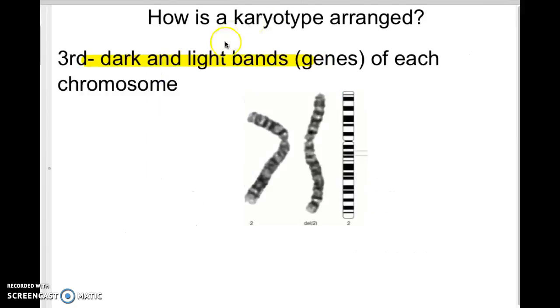And then finally, the third part is the genes. These light and dark bands are the genes, and there is a pattern, so you would line up your mother's chromosome to its father's homologous chromosome, and that's another way of the karyotype being set up.